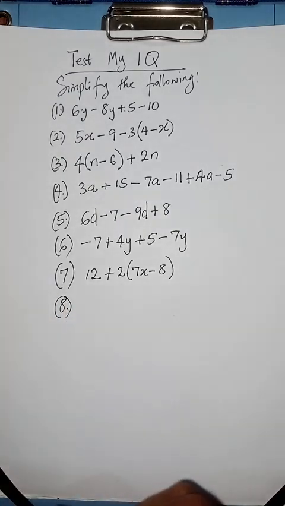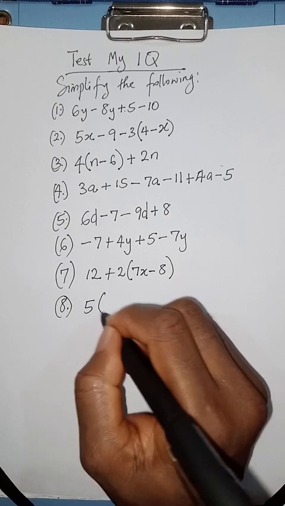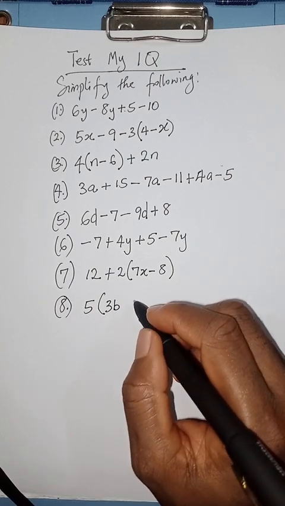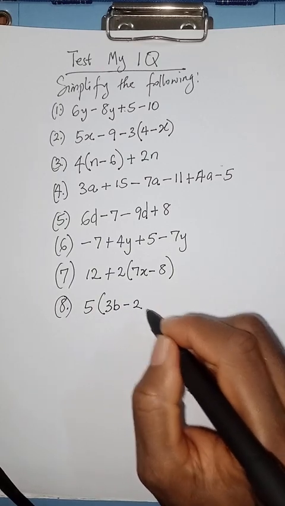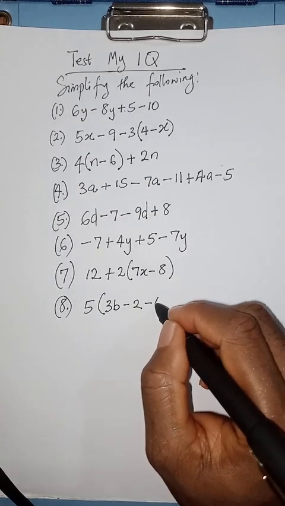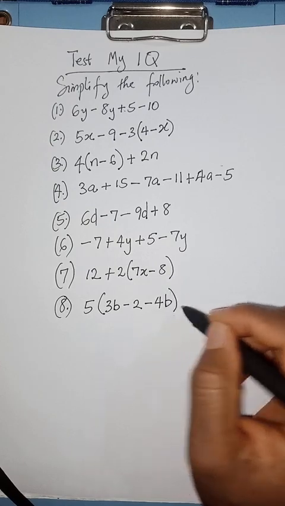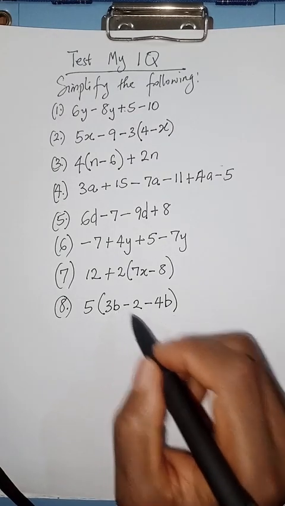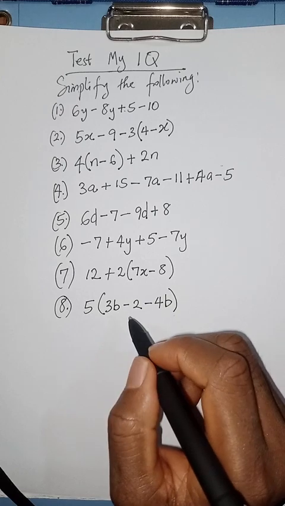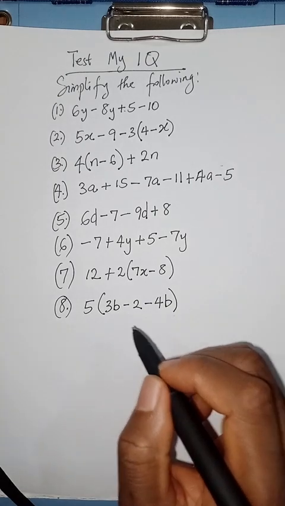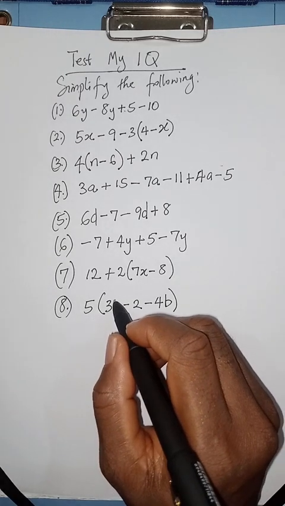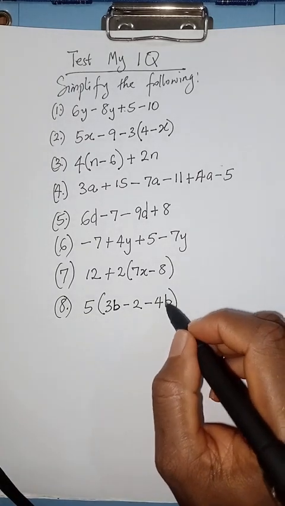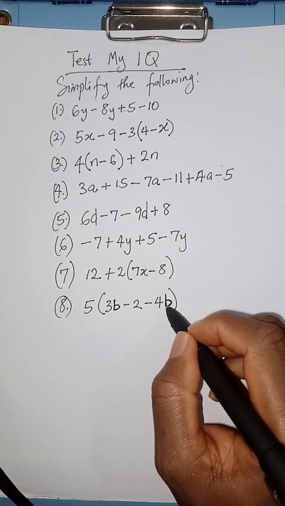Number 8. This is 5, open bracket, 3b minus 2 minus 4b. If this b is going to confuse you, instead of b we can decide to change it to something else. But if you're not going to get confused, I'll be fine. So record this is b, 3b minus 2 minus 4b. So don't make a mistake of thinking it's something else.